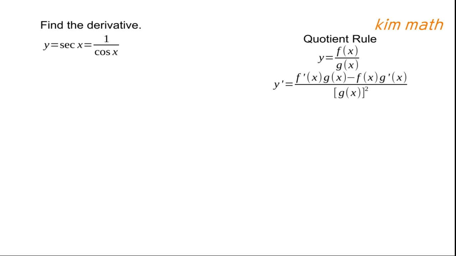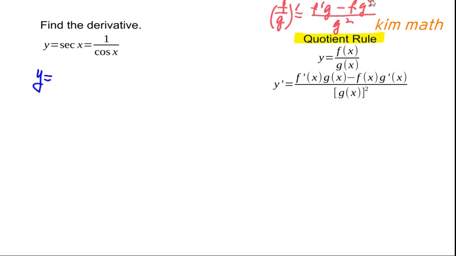Okay, here y equals secant x, which means 1 over cosine x, and I hope you remember the quotient rule. In short, remember that (f over g)' will be (f' g minus f g') over g squared, right? So I will use that one here.